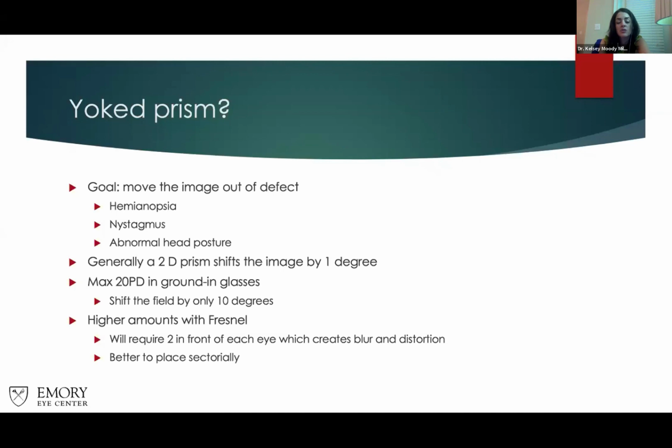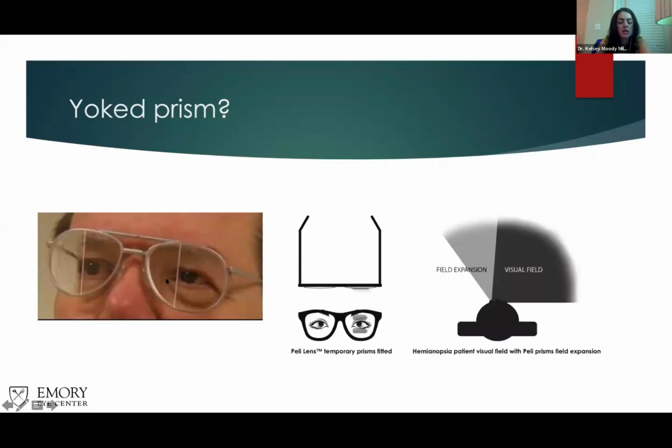But again, if you're doing this in ground glasses, you're going to shift everything, and you really can only put 20 prism diopters, so you're only going to shift the field by about 10 degrees. You can put higher amounts with Fresnel prism. However, it will require 2 in front of each eye, which will cause blur and distortion. And because of that, it's better to place it sectorally, like in this image here. And so the patient can look straight ahead, but then move a little bit into the area of their defect to shift the image to the side. So again, this can be done with sectoral prism or potentially with the Peli lens.